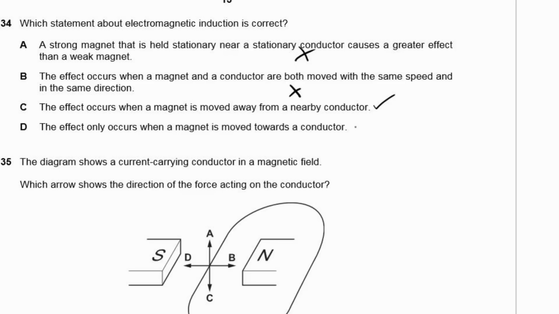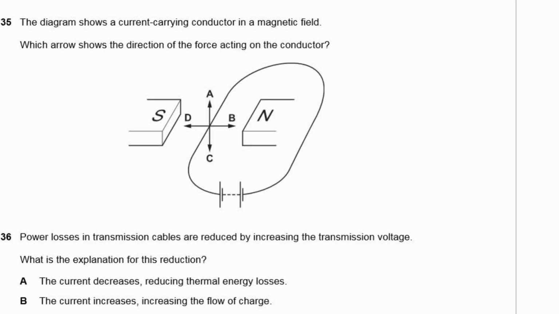And D, the effect only occurs when a magnet is moved towards a conductor. That will give you electromagnetic induction, but it's not only when it moves towards, it could also be moving away from. So the answer is C. 35. The diagram shows a current carrying conductor in a magnetic field.